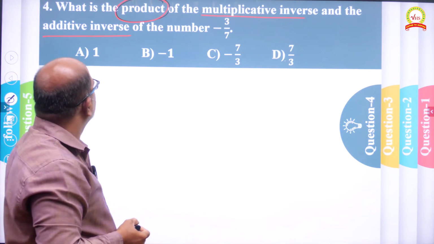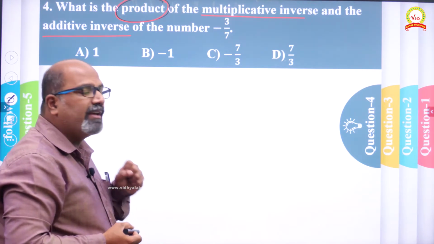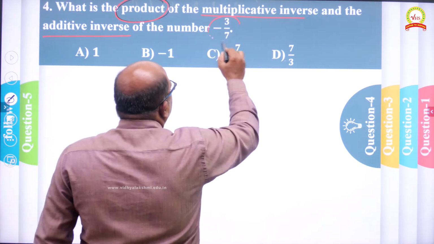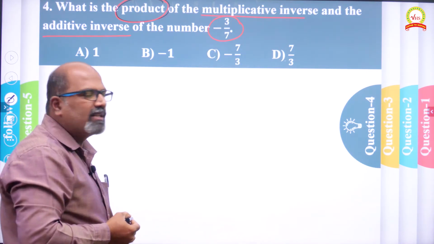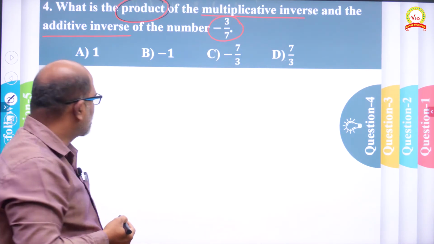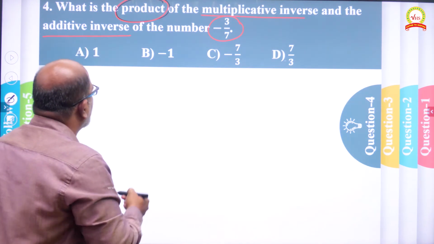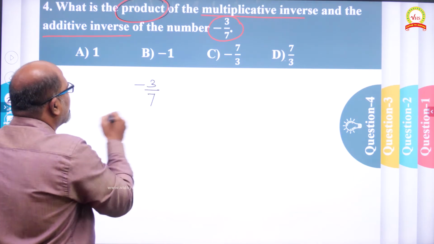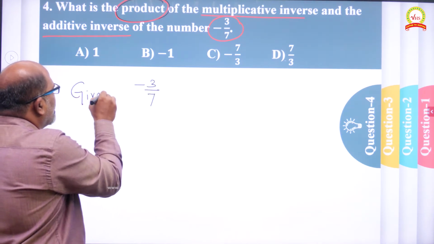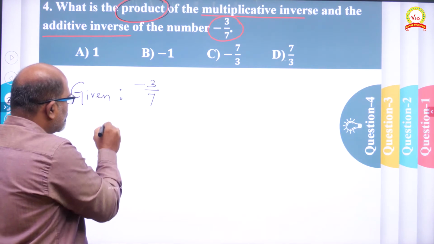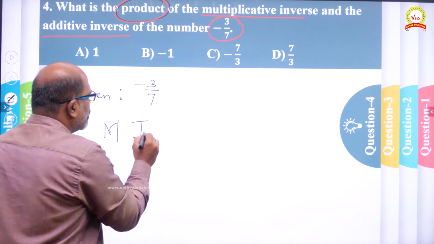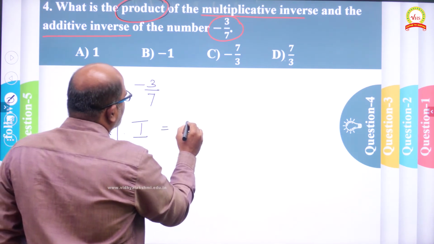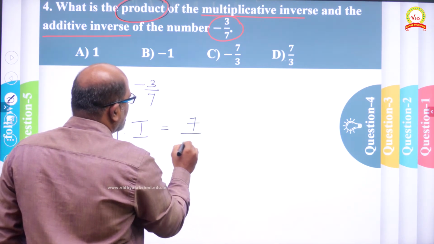Okay, multiplicative inverse and additive inverse. For which number do we have to calculate the multiplicative inverse and additive inverse? For the number minus 3 by 7. It is the number given here. So I start doing the calculation now. I take this number minus 3 by 7, the given number. Now the multiplicative inverse, as you all know, is the reciprocal, and it will be 7 by minus 3.